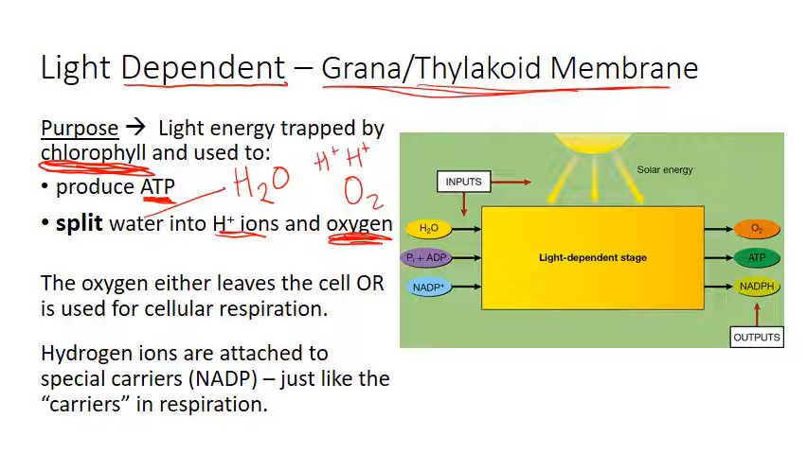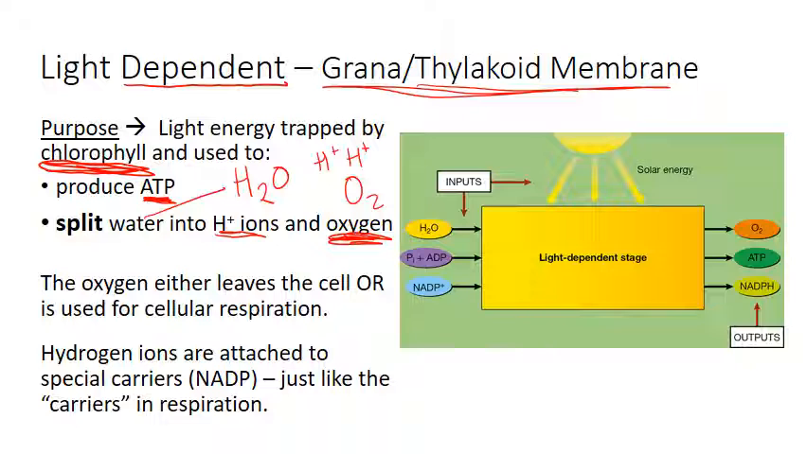Those oxygens might go somewhere else in the cell and be used in another chemical reaction, or if they're no longer required by the cell at all, they'll actually leave the cell entirely and be released into the environment surrounding it. That's kind of where we get that phrase that plants breathe in carbon dioxide, but they breathe out oxygen. Well, the breathing out oxygen is because of this part of the photosynthesis reaction. All right, so the oxygen leaves the chloroplast.